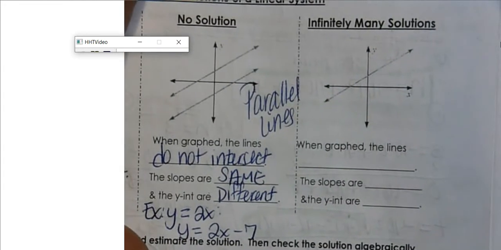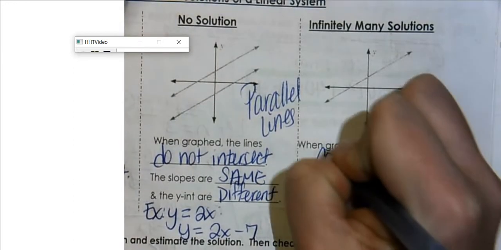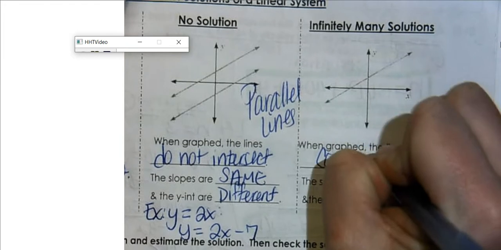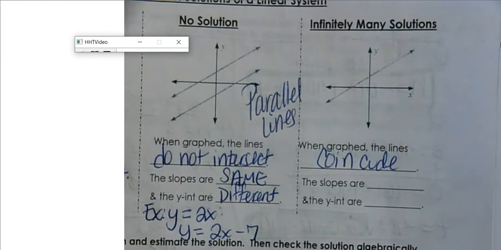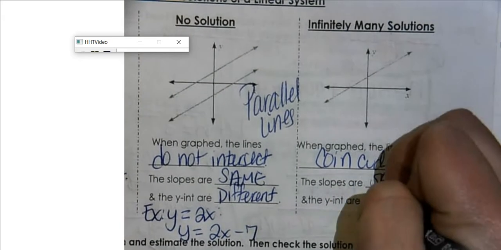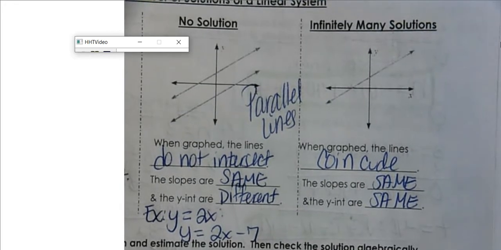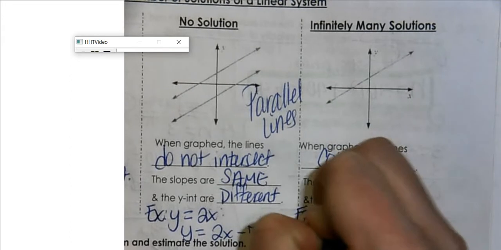The next type that you will see is infinitely many solutions, and when graphed, the lines coincide, because they are essentially the same exact line. The slopes are going to be the same, and the y-intercepts are the same. So why would you ever talk about that? A lot of times the equations are in disguise.